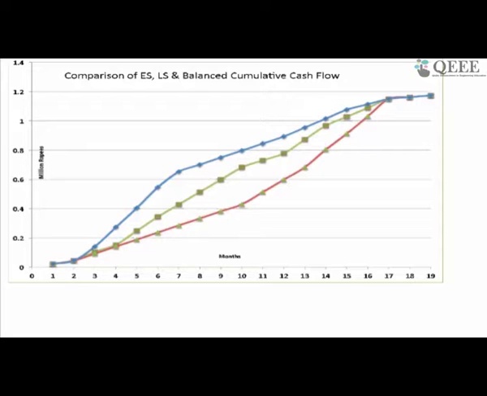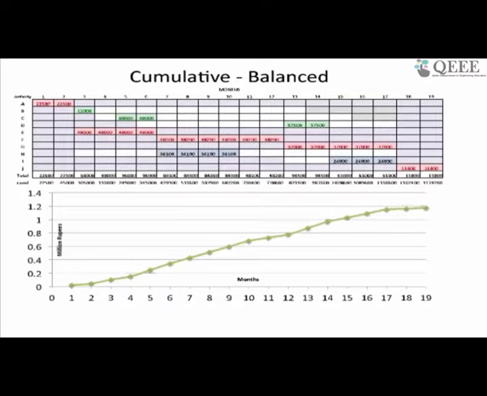Okay, there's a question on cumulative cash flow. First, let me take that question. I'm going back to the slide here. We have two rows: one says total, one says cumulative. Total is basically the monthly total of each month. For cumulative, what I'm doing is adding. This is for month 1.